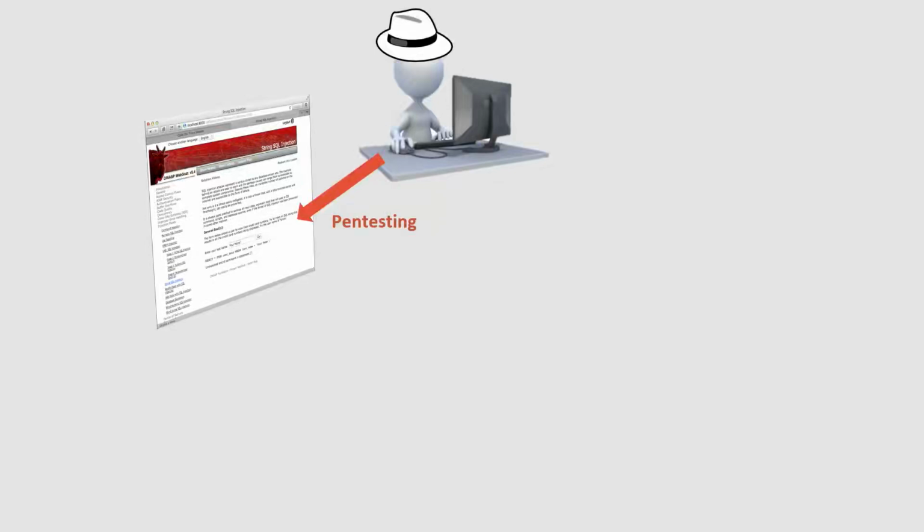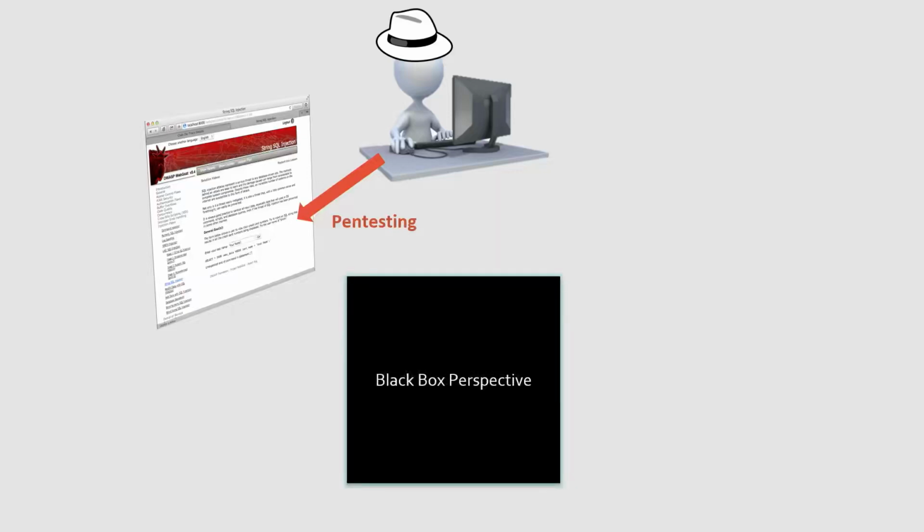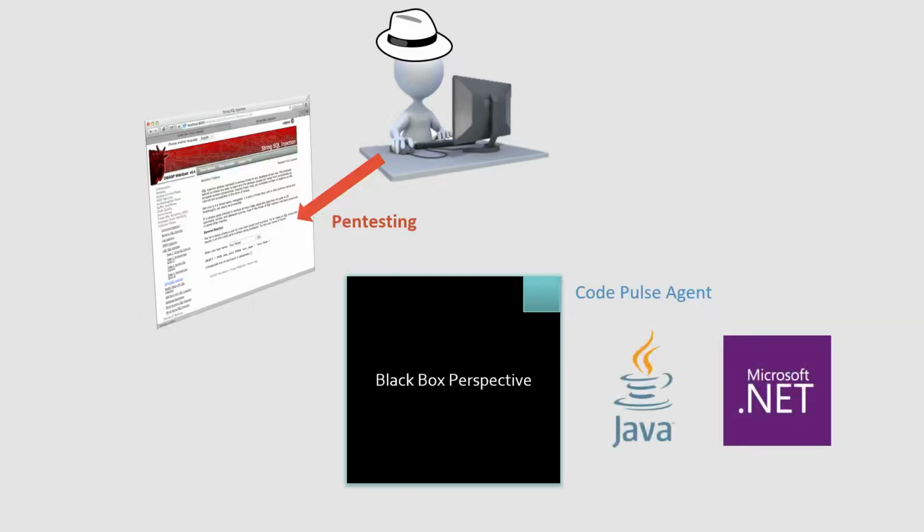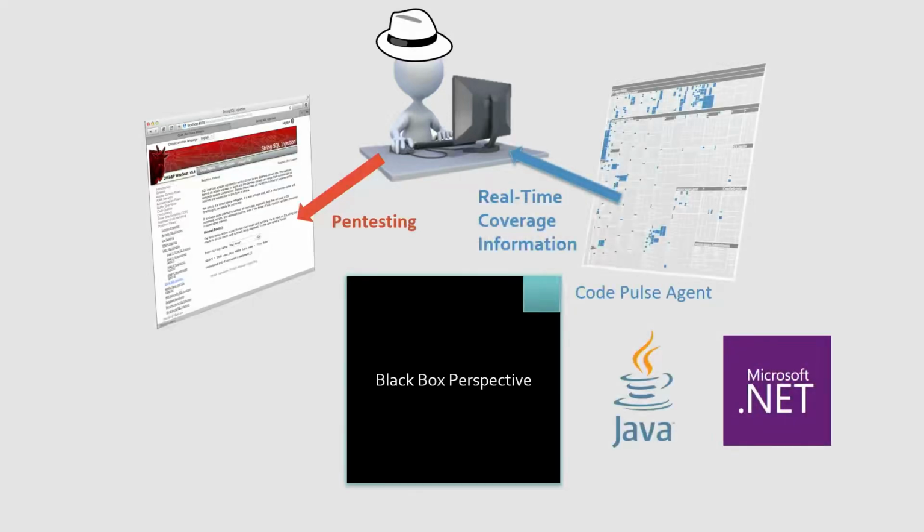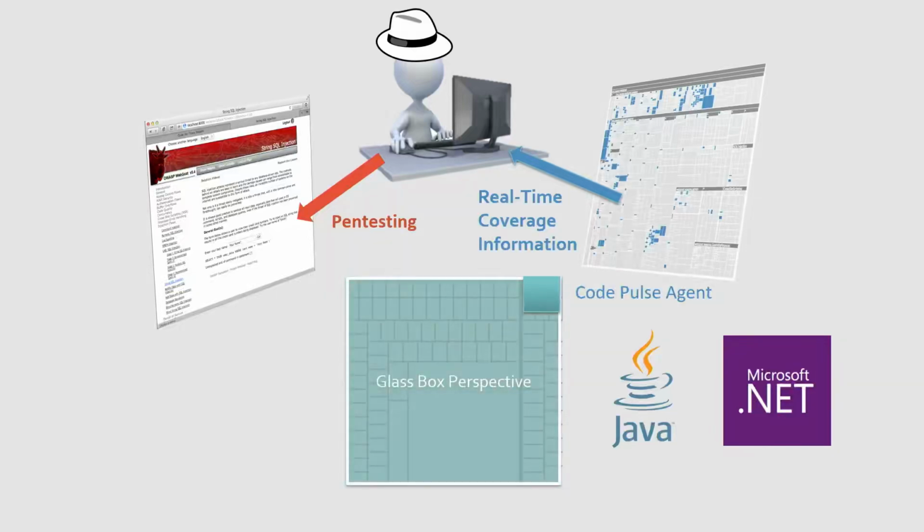So how Code Pulse works: you have your penetration tester looking at an application. In this case, it's WebGoat, and that's a black box perspective. You can't really see what's going on inside. With the Code Pulse agent, you install this within the application. We have support for Java and .NET. And what this will help you provide is real-time code coverage information, turning that black box into a glass box so you can actually see what's going on inside. That provides transparency, it provides feedback into your testing, and helps with tuning your testing to get better coverage.